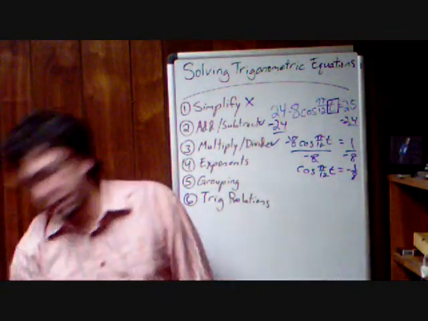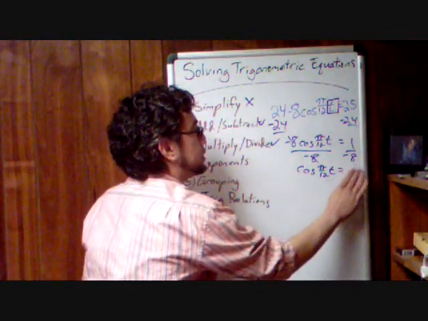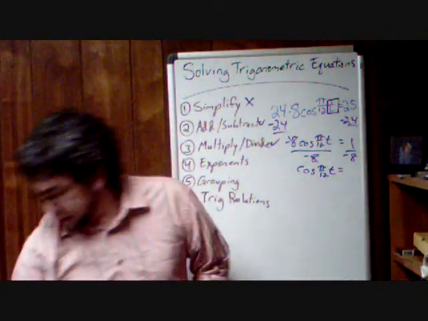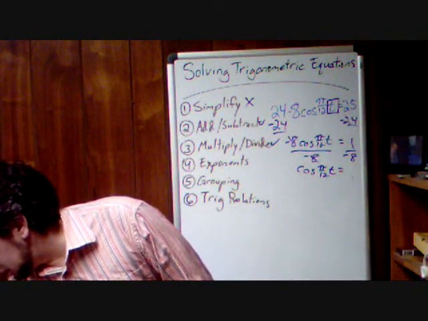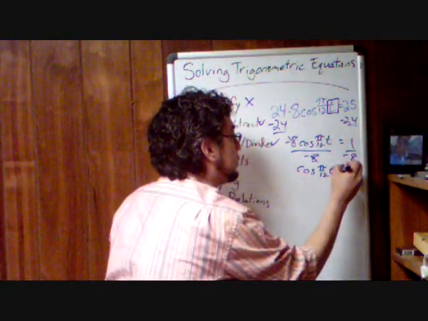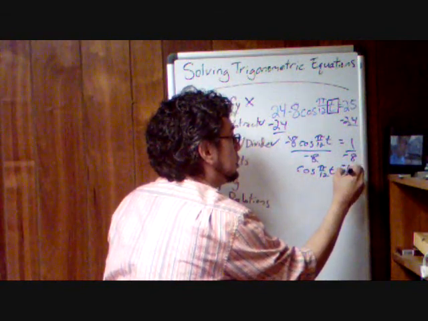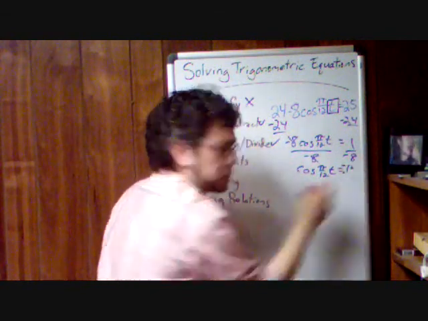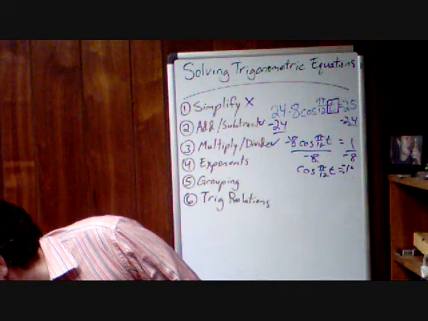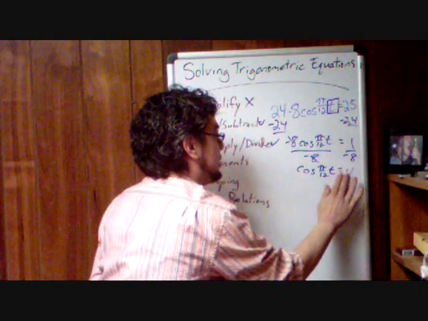Did they? Yeah, they turned that into a decimal. So let's go ahead and turn that into a decimal. So we're doing the same thing as the book. So negative 0.125.